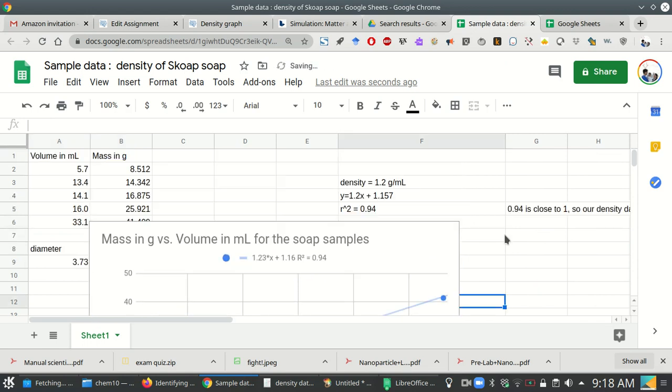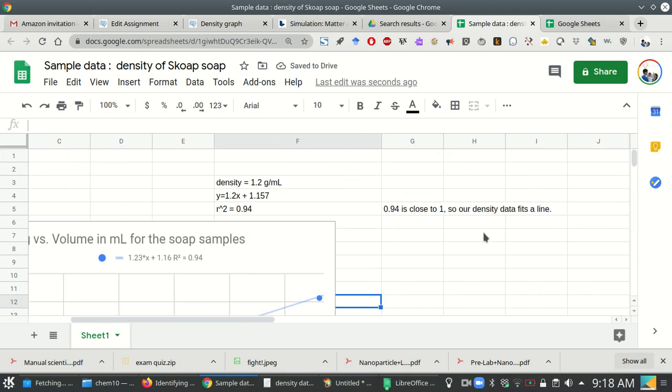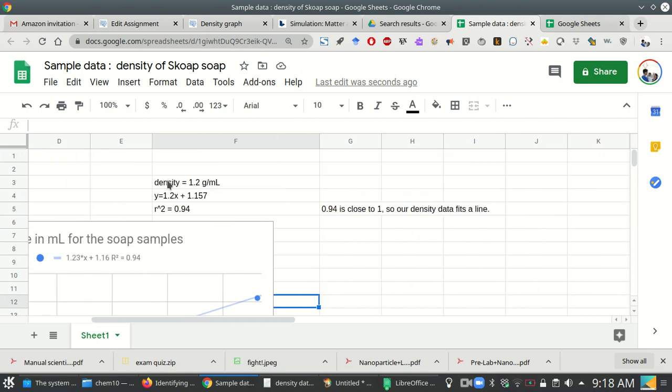Now, before you turn this in, it's important to me and for your grade that you type somewhere in this file the following: density equals blah blah blah, y equals blah blah blah mx plus b, r squared equals blah blah blah. Whatever you got, I want to see it right here. I want to know that you know how to interpret what the computer told you. And then I want you to make a statement like this: blah blah r squared, in my case 0.94, in your case it will be different, is close to 1, so our density data fits a line. Right? I want you to use those exact words, or some words that are like those words, right? Except I want you to use your own r squared, not mine.